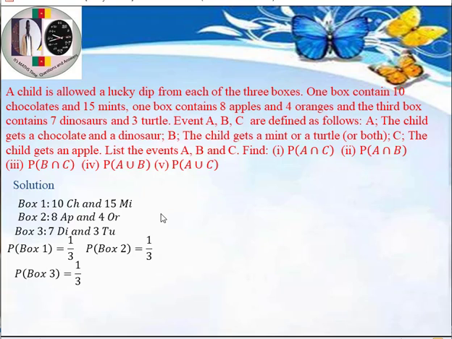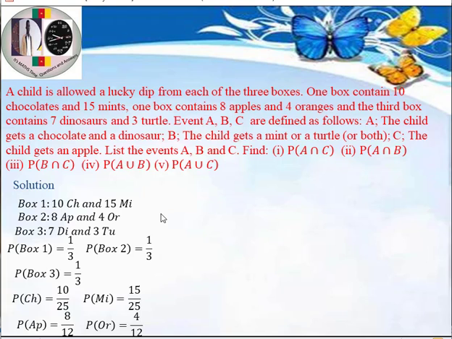So the next thing is that if you are selecting from box 1, then you can only draw a chocolate or a mint. So in this case, the probability of getting a chocolate is 10 out of 25. The probability of getting a mint is 15 out of 25. When drawing from box 2, you can either have an apple or an orange. So from box 2, you can either have 8 out of 12 apples or 4 out of 12 oranges.